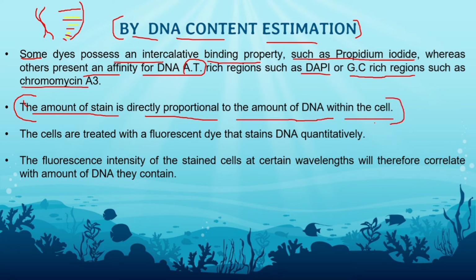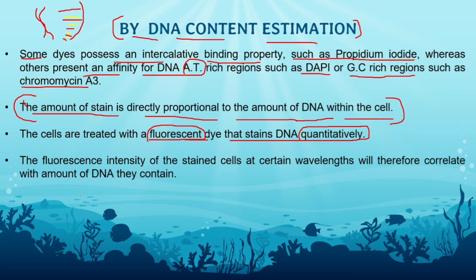And how will we get to know that the amount of stain is this or this? Here comes flow cytometry. The cells are treated with a fluorescence dye that stains DNA quantitatively. Quantitatively means, like, the more the DNA, the more stain will be in a cell. The greater intensity of fluorescence will be determined by the flow cytometry. The greater the fluorescence, the greater the concentration of DNA in the cell.